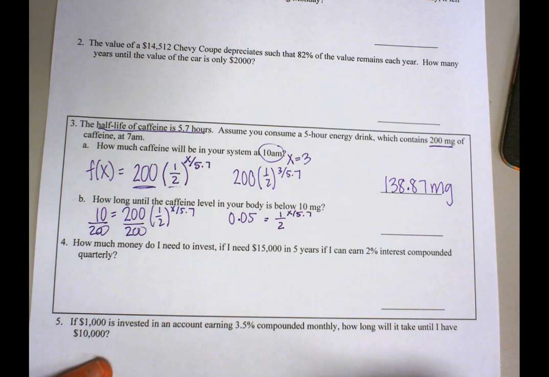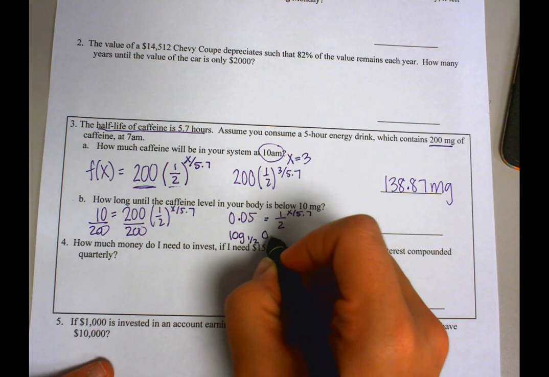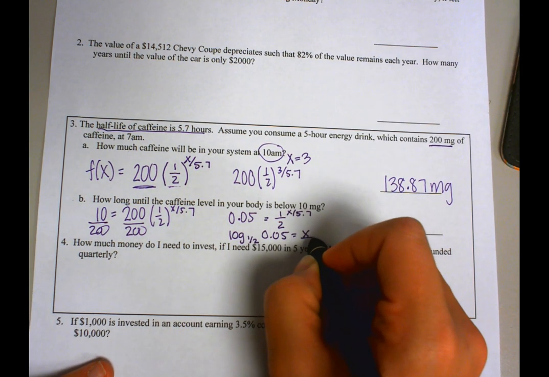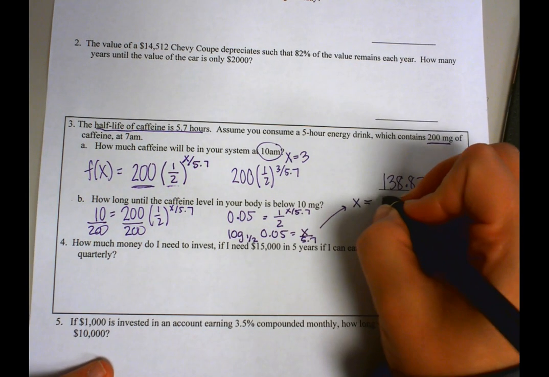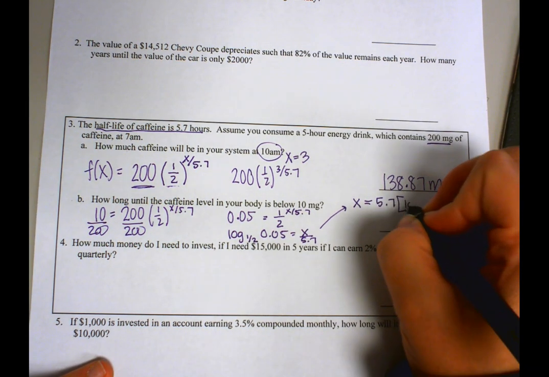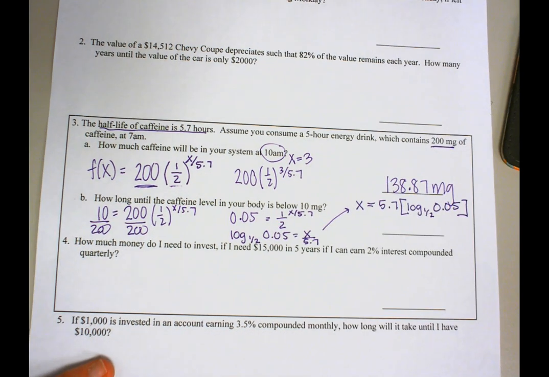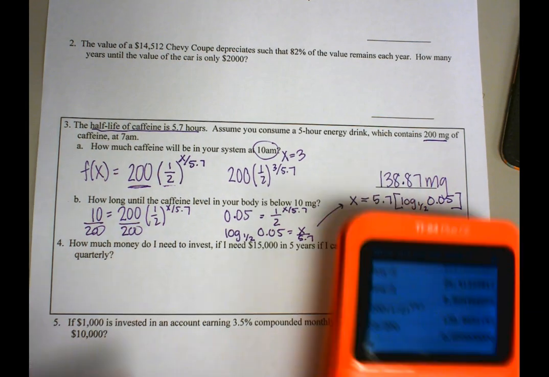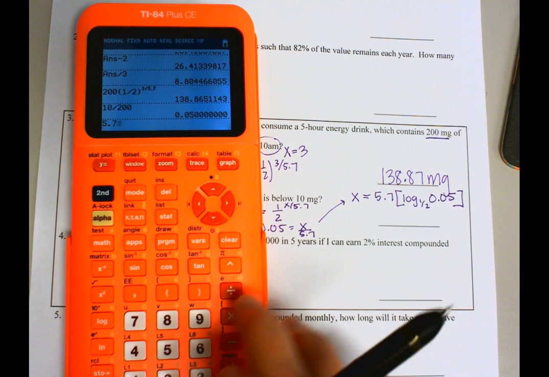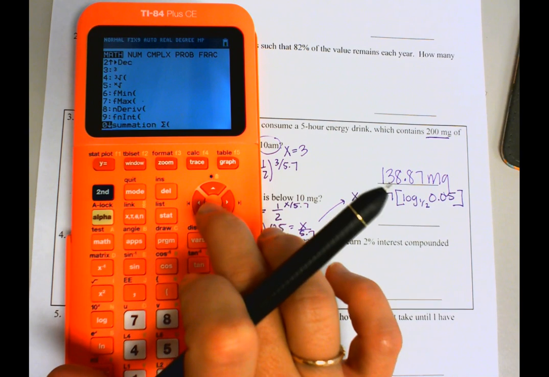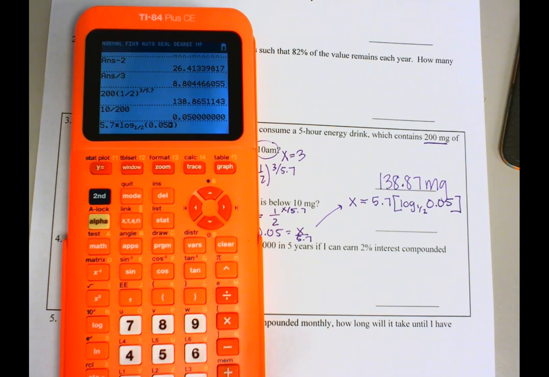So now I would rewrite this as a log, which would tell me that log base 1/2 of 0.05 equals x divided by 5.7. So to solve for x, right, I'm going to multiply both sides by 5.7. So it would be 5.7 times log base 1/2 of 0.05. And then that piece we're just going to do in our calculator. So you could do the log first, then multiply by 5.7, or you could do 5.7 times, then hit the math button, go down to log base, and then say 1/2 is my base, 0.05.